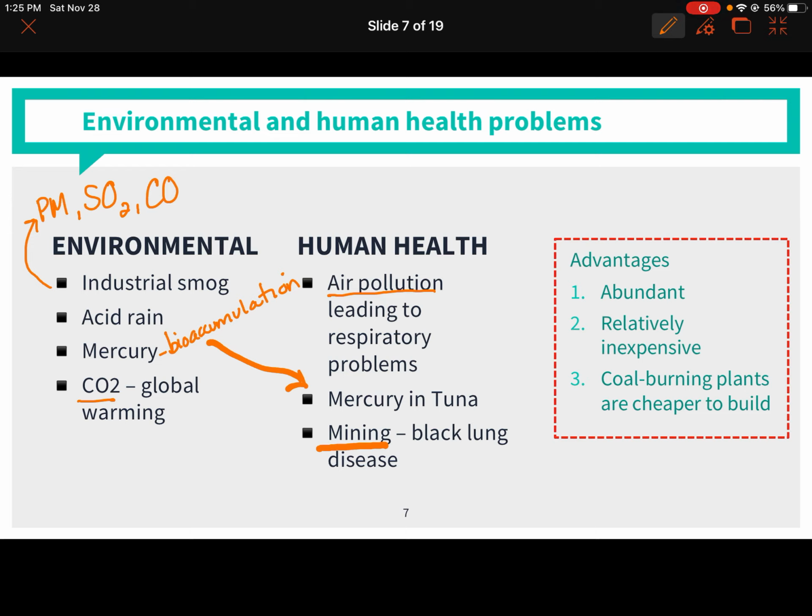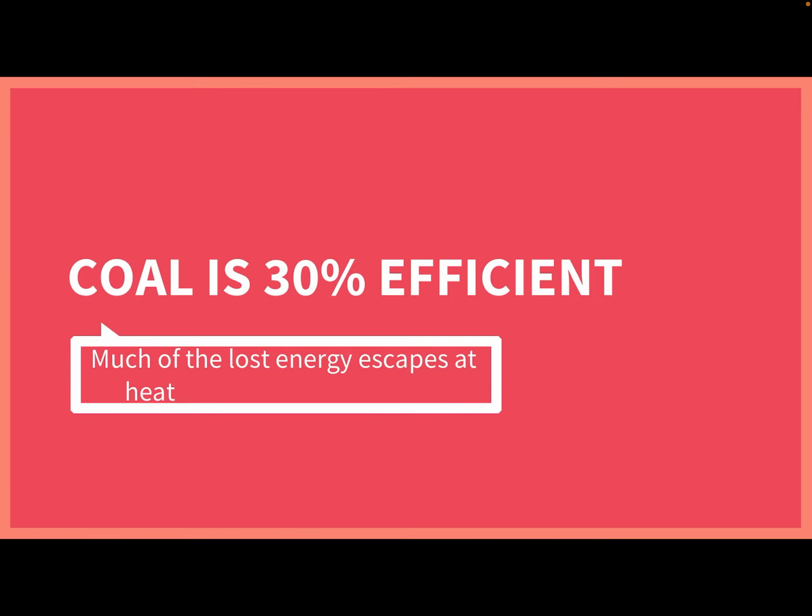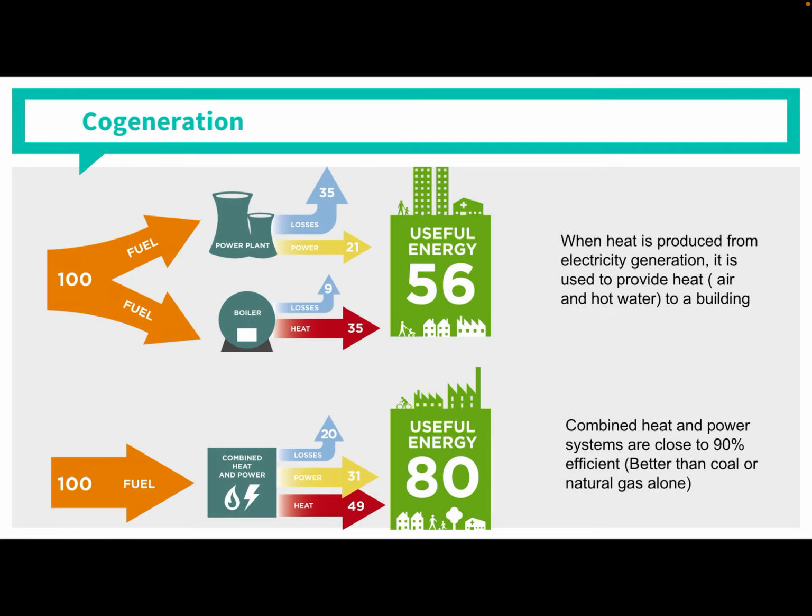This being said, coal does have some advantages. It's very abundant, particularly in the US. It's inexpensive to get, and then coal burning plants themselves are pretty cheap to build. Coal is 30% efficient, meaning of all of the coal you burn, 30% goes to energy, and the rest escapes as heat. So I want to take a moment to talk about cogeneration.